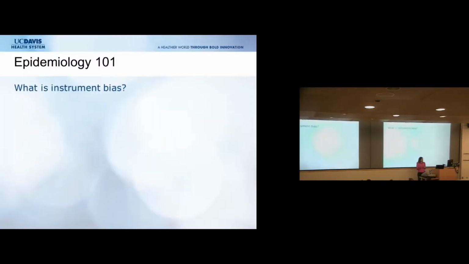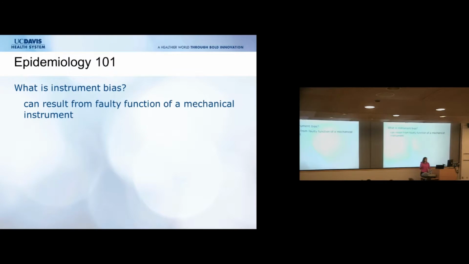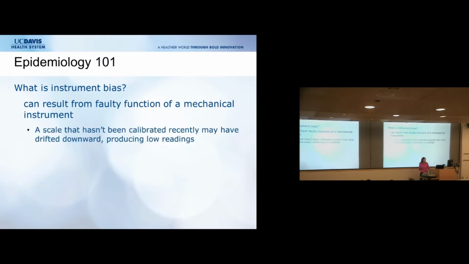All right, so the next one is instrument bias. Anyone have any idea what instrument bias is in this context? No? Okay, so instrument bias results from a faulty function of a mechanical instrument. In the case of surgical decision making, it's going to be either a scale that wasn't calibrated and so always produces faulty readings, or maybe it's an ICU that can't monitor A-lines, so therefore you can't use A-lines for your practice, and therefore you have an instrument bias.